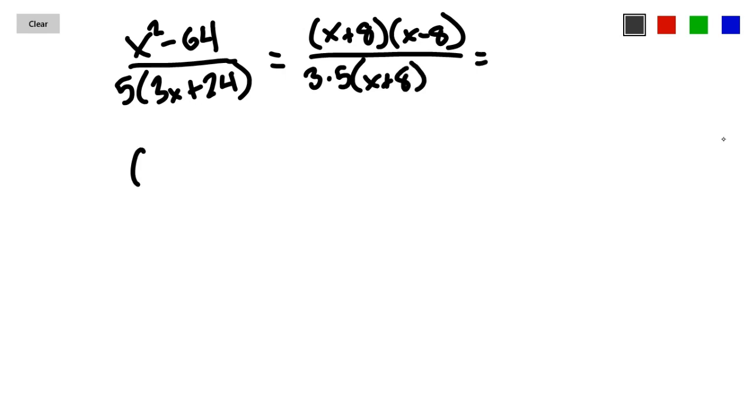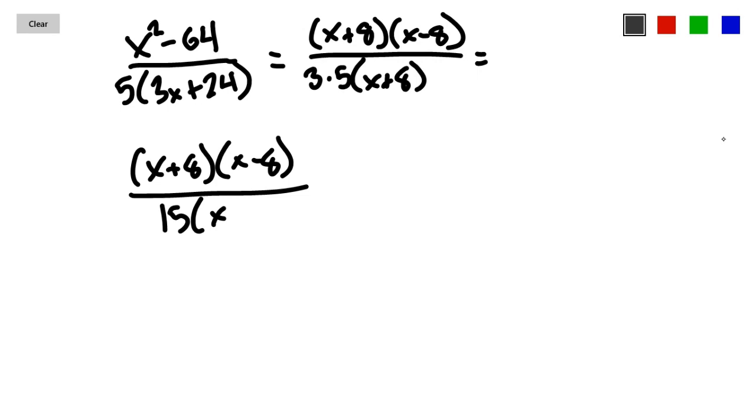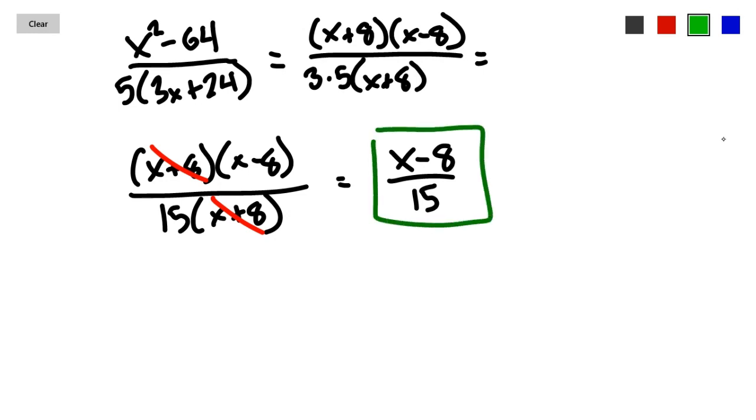And what I get is 3 times 5 times (x plus 8), which is going to give me (x plus 8) times (x minus 8) on the top, divided by 15 times (x plus 8). And now, since we got everything completely factored, now it's time to find things that cancel. And this is my favorite part. So we've got an x plus 8 on the top and on the bottom, so they cancel out. And then what I'm left with is an x minus 8 on the top and a 15 on the bottom. So since we don't have anything else to factor and everything is combined, this is going to be our final answer.